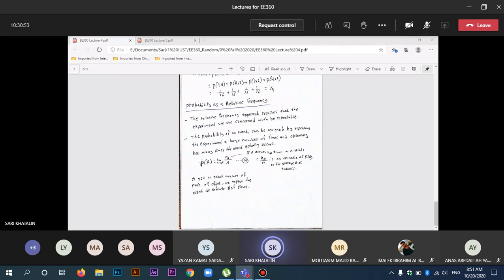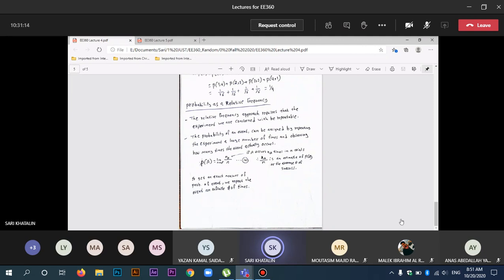And obviously, as it says here, if you need an exact measure, you do it an infinite number of times. Of course, nothing is infinite. It means you do it as many times as possible to get it. That's basically what relative frequency is all about.